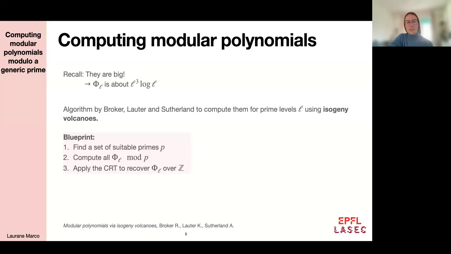So their general blueprint is the following. You start by choosing a set of suitable primes P. How you choose them depends on the algorithm that you're going to use for the second step, which is you compute your modular polynomials modulo these special primes P. And then once you've computed them for enough P, you apply the Chinese remainder theorem, and you recover your modular polynomial over the integers. As far as I know, I think this general strategy is reused in all subsequent works that attempt to compute modular polynomials. So we're going to go back to this strategy quite a few times throughout the talk.